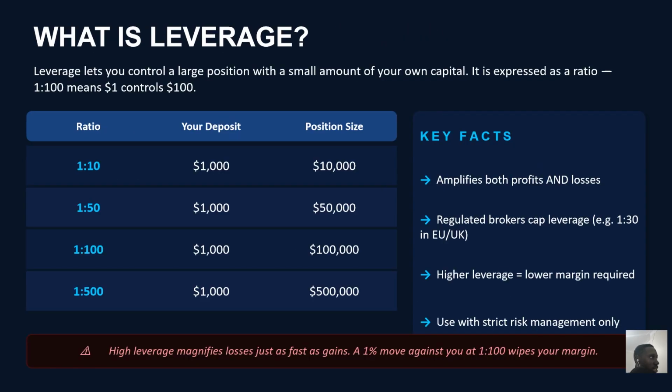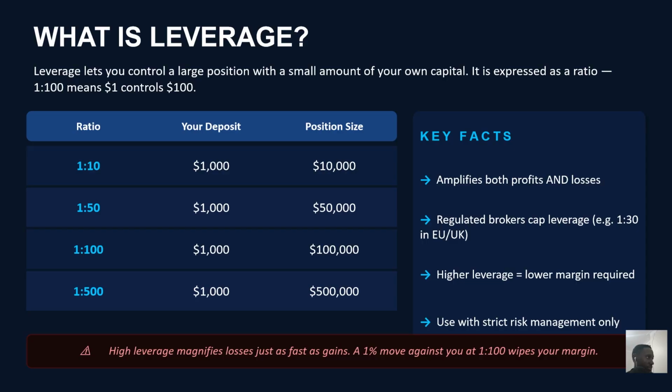What is leverage? Leverage lets you control a large position with a small amount of your own capital. It is expressed as a ratio, 1 to 100, which means $1 controls $100. Leverage amplifies the amount of money that you can risk in the market. Some of us may come into the market with smaller capital, so leverage can help us risk what we may not have in the market.